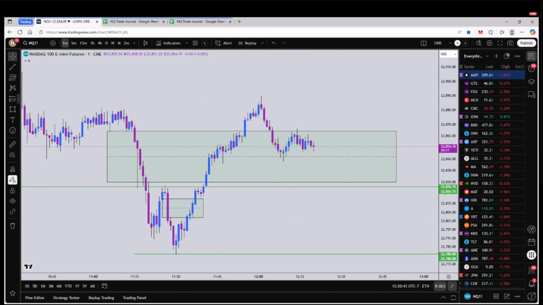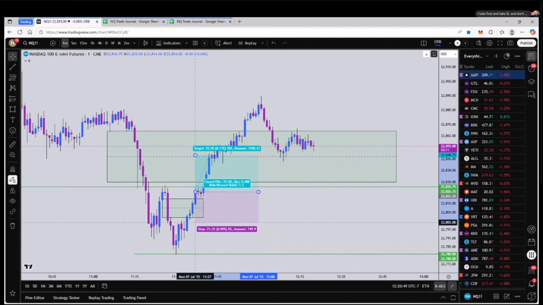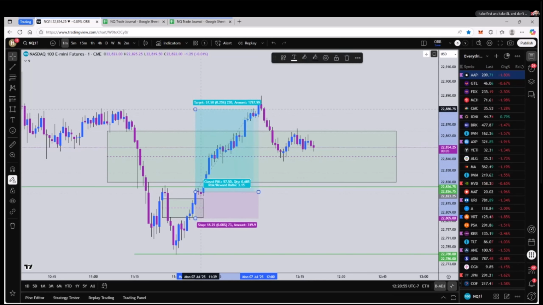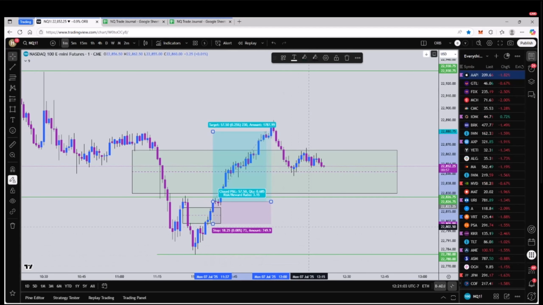So this was a good ILM, right? You create it here. Your stop, you would have had to use this right here, which is fine. And then you can target just right here. That's a nice 3R, just low-hanging fruit. Take the first and stop loss.